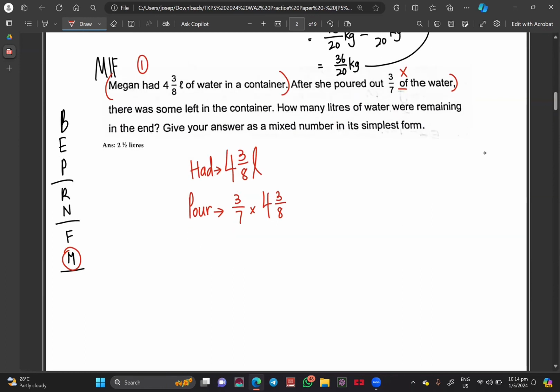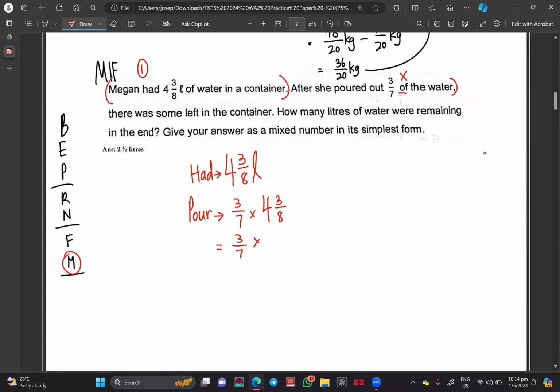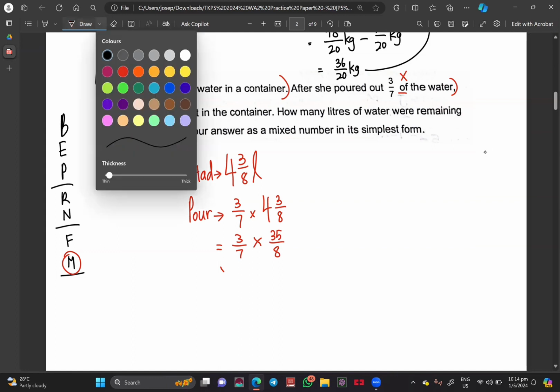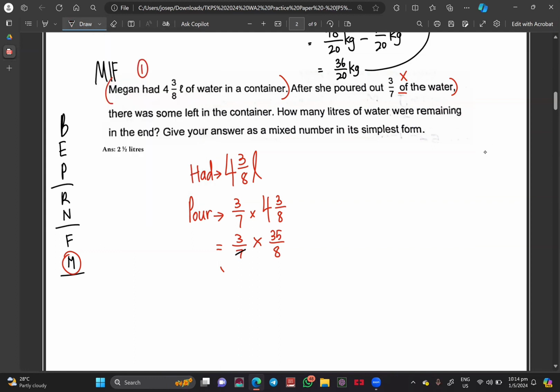Now from here itself, you can see this is a proper fraction, and this is a mixed number. So we want to change this to an improper fraction. 4 times 8 is 32, plus 3, we get 35 over 8. If you can cancel, you cancel. If not, you can just do numerator times numerator, denominator times denominator.